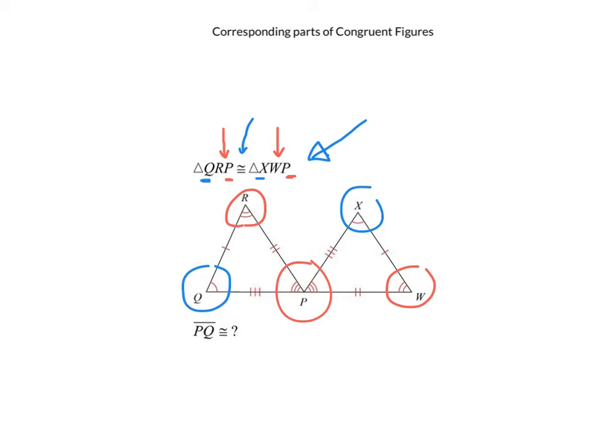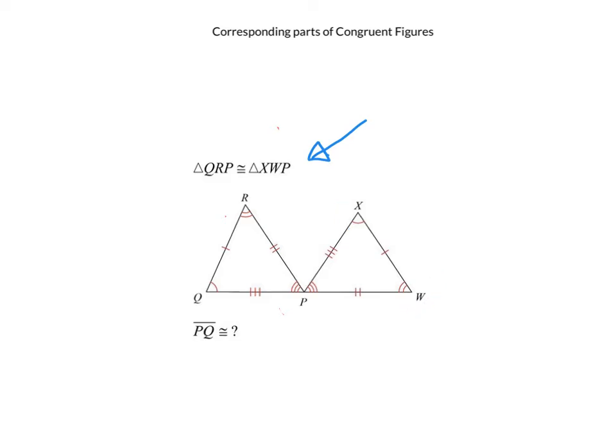If we take a minute and erase some of these arrows, we can also look at it as far as the segments go. The order of the letters, again, can save us. So if we wanted to know, say, what corresponds to segment PW, PW is here. We can just look at the picture and find the side that has the two tick marks, and it is here.